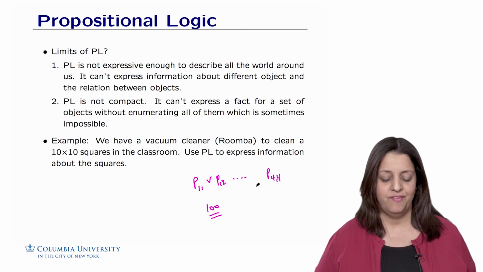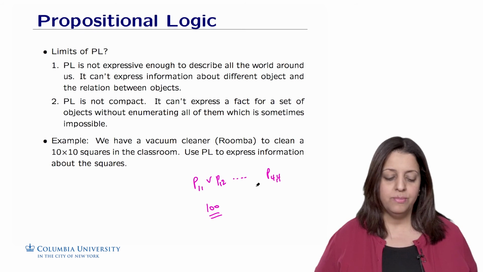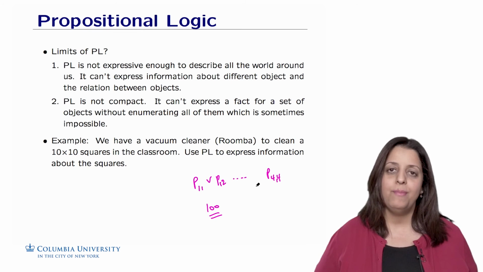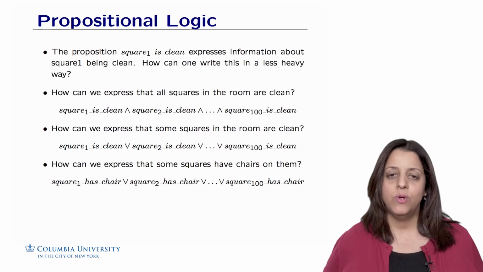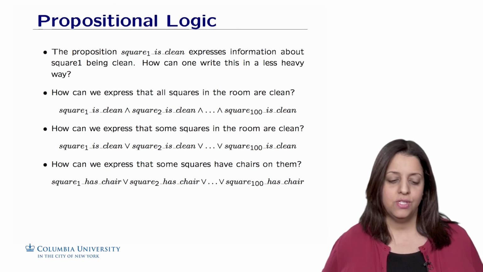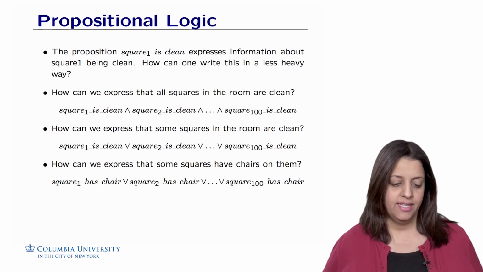So just in case you are tired of the example of the Wumpus, I'm going to pick another example, which is the vacuum cleaner. Suppose we have a Roomba to clean a 10 by 10 square in the classroom, and we want to use propositional logic to express information about the squares. To express that a square is clean, we're going to use the proposition square 1 is clean to express that the first square is clean.